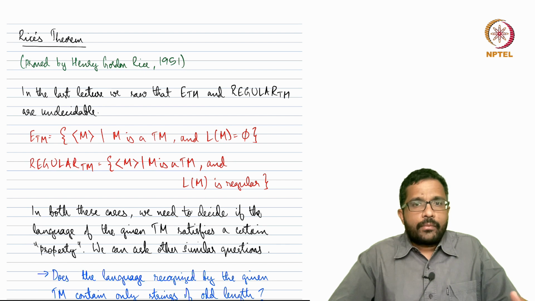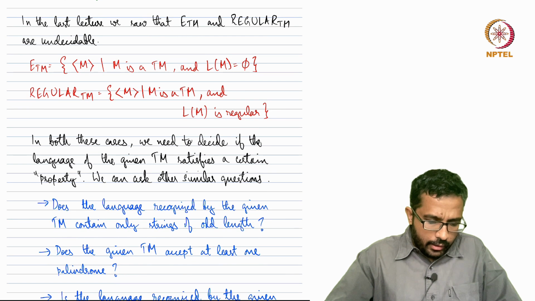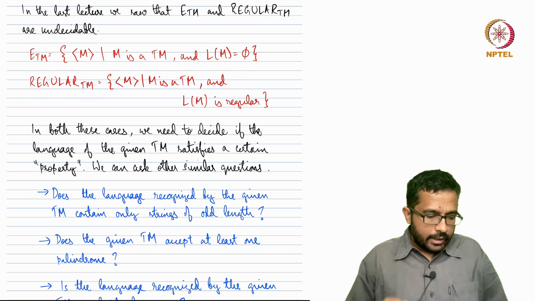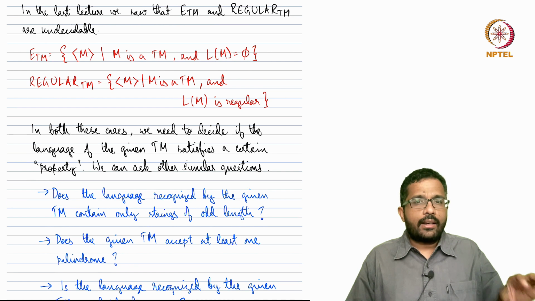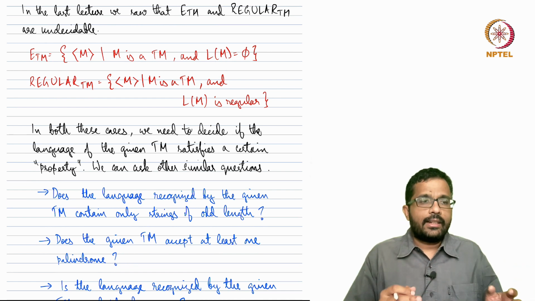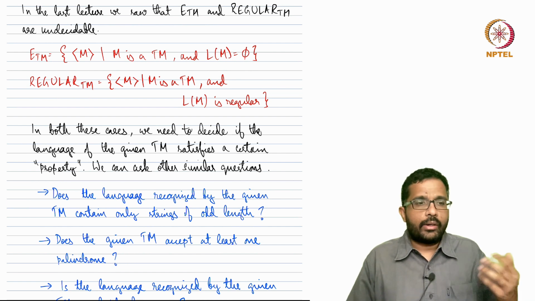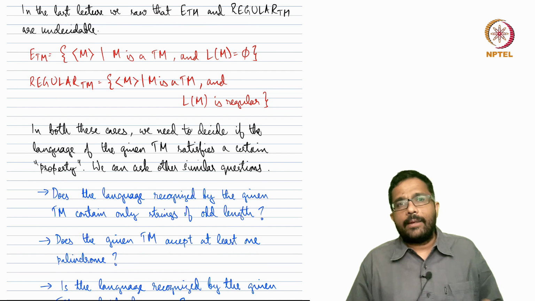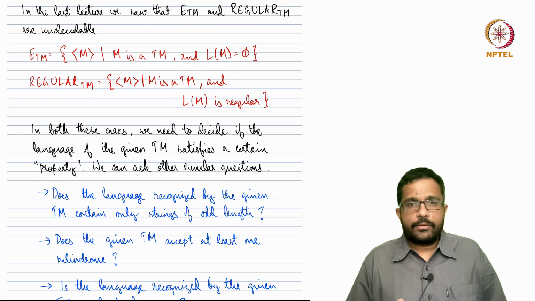And regular TM is, given a Turing machine, is the language recognized by this Turing machine regular? So these are the two languages that we saw last time, and we saw that both of them were undecidable. One way to look at both these questions is that you are given a Turing machine and you are asked whether the language recognized by this Turing machine satisfies some property. In one case we are asking, is the language equal to the empty language? In the other case we are asking, does this language belong to the class of regular languages?